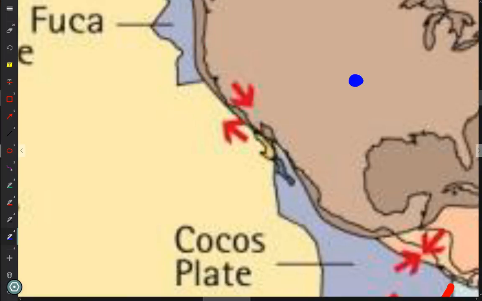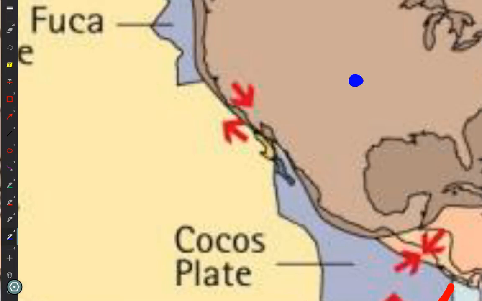Now, if we look here, we have this sliding, and because of the sliding, it's creating stress. So we have all of these faults in California that are just little cracks. And because of all that sliding, some of those cracks get stressed, they get widened, and eventually there's enough stress that they slip against each other, and that's what causes an earthquake.